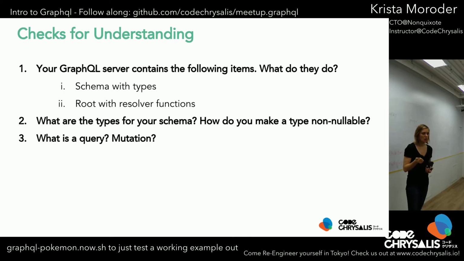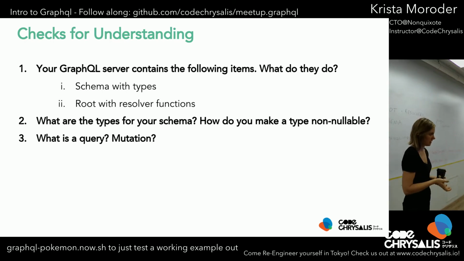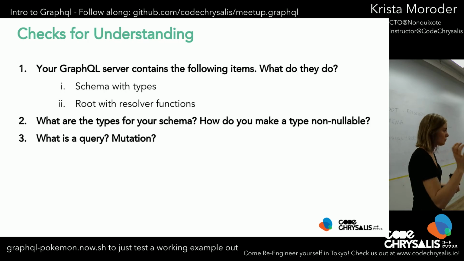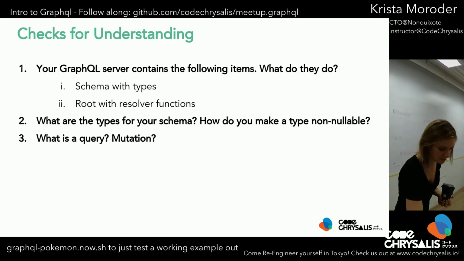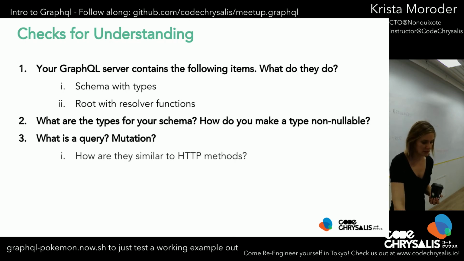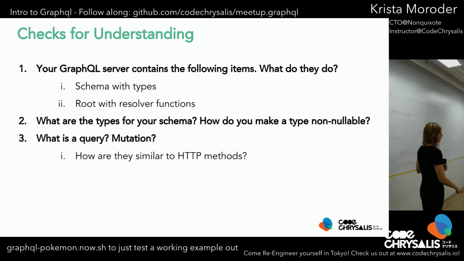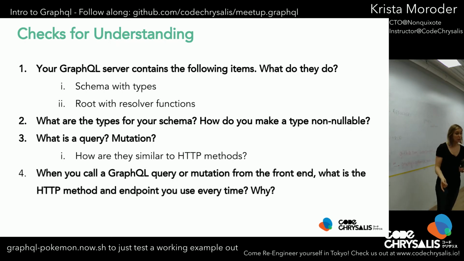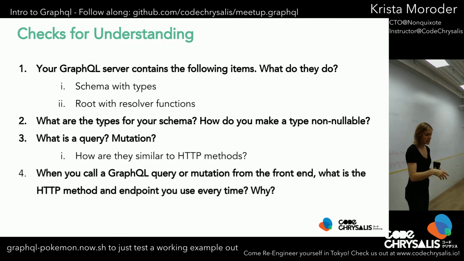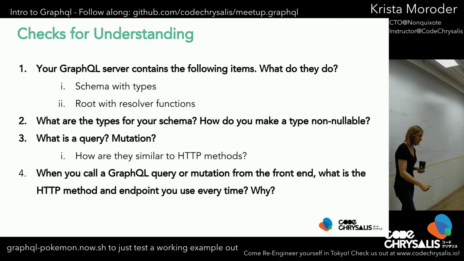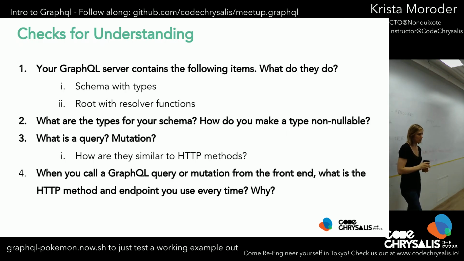Good. What about mutations? A lot of the other things, yeah. So put, post, patch, things that mutate the data. So query, we get it, mutate, everything else. How are they similar to HTTP methods we just shared? However, when you call a GraphQL query or mutation from your front end, what is the actual HTTP method and endpoint you use?